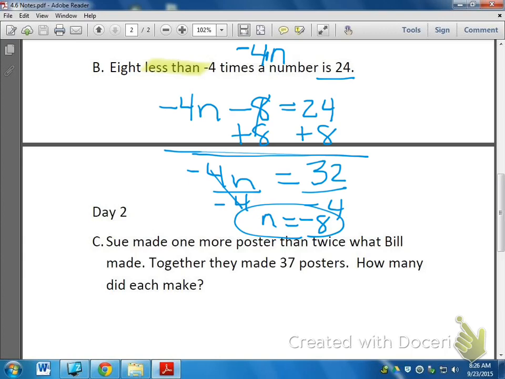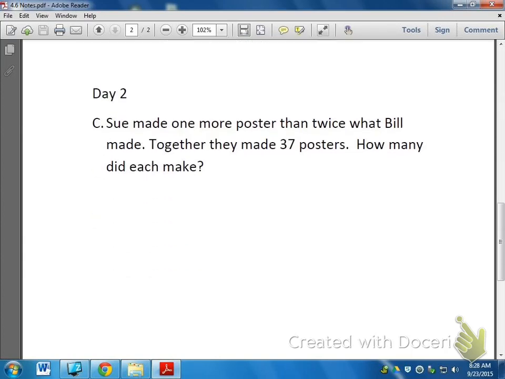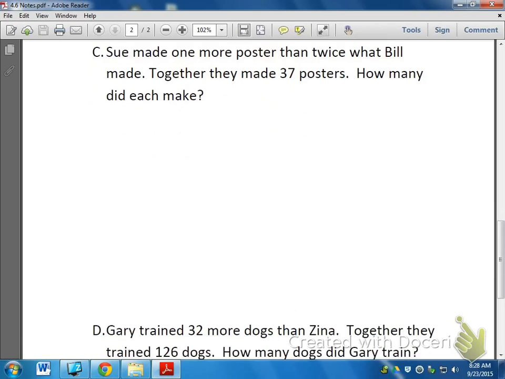Any questions? All right, those are kind of your basic writing the equations from just a sentence. Now we're going to talk about some word problems here. Let me work on this first one, and maybe you guys can help me with the second one. So we're talking about Sue and Bill. I'm going to write over here on the left, Sue and Bill, and see what I can figure out about them.